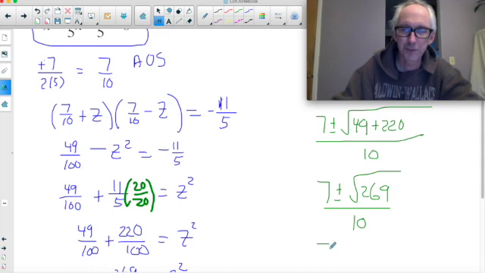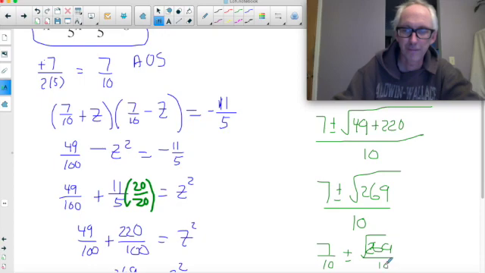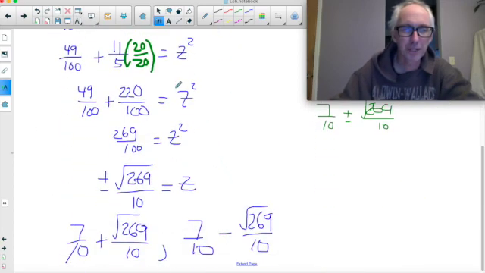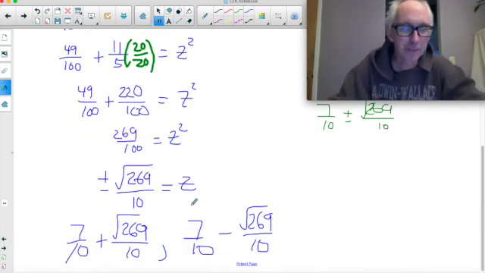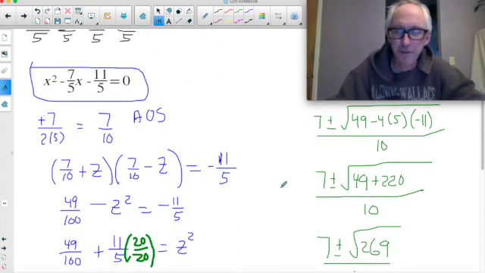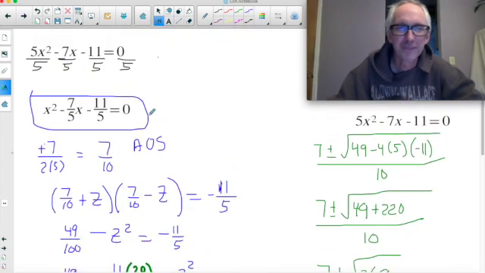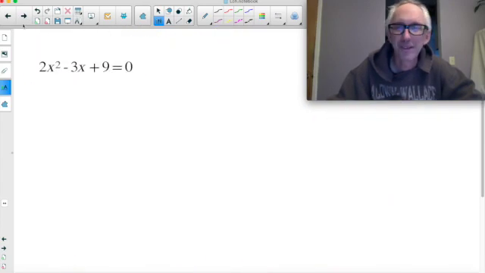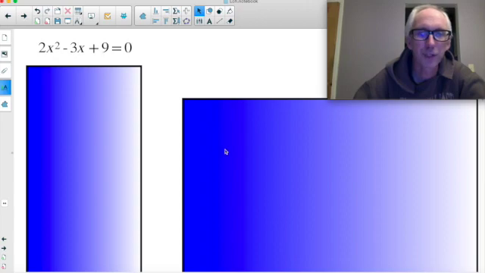All right, and we're just going to separate this into 2 separate fractions. So we have 7 over 10 plus or minus the square root of 269 all over 10. All right, so you can see we got the exact same answer, and I believe Loh's technique is a lot easier and shorter than using the quadratic formula. Okay? Okay, let's look at another example here.